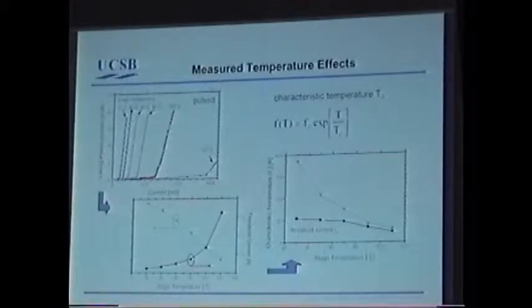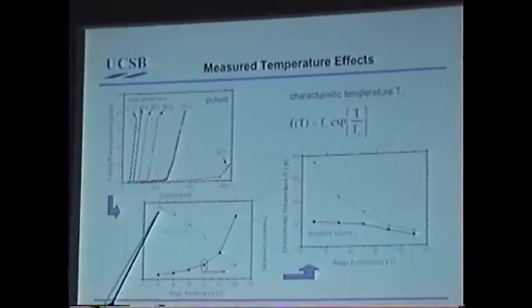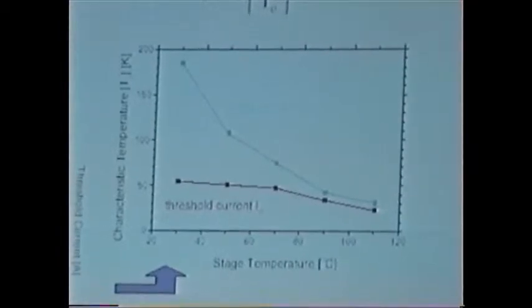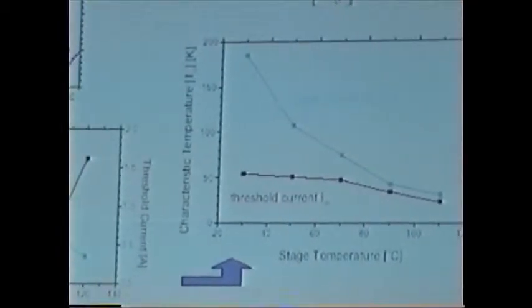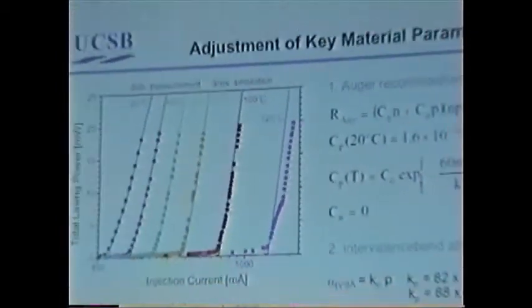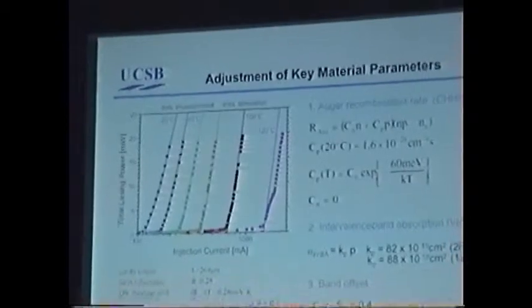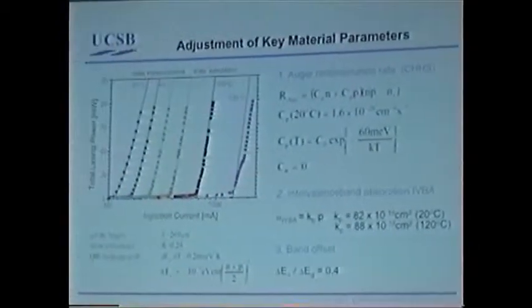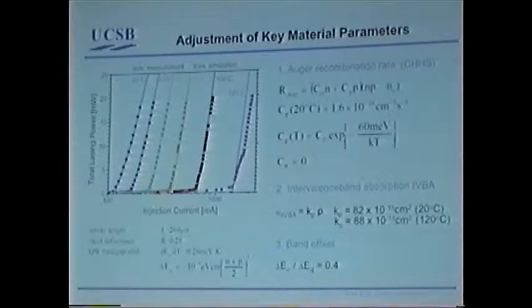So, we have just done our experimental homework. This is the threshold current versus temperature. This is the slope efficiency versus temperature. This is the T0 and the T1 for both parameters. Then we used PICS3D to find agreement with the measurement, and 3 months later, we did have agreement with the measurements after some parameter tuning.